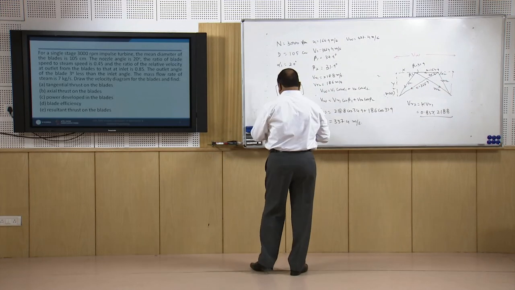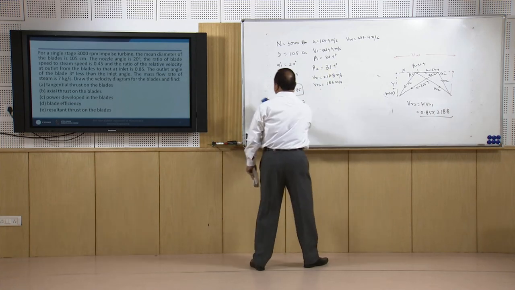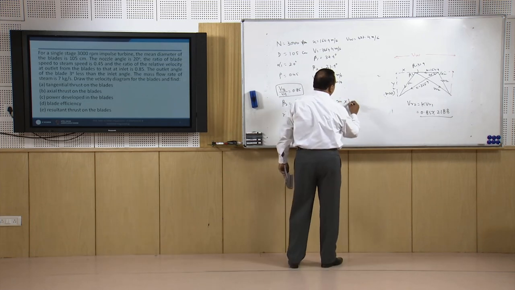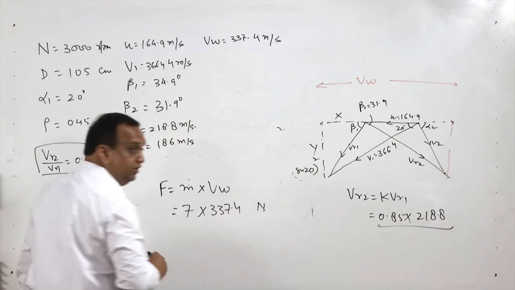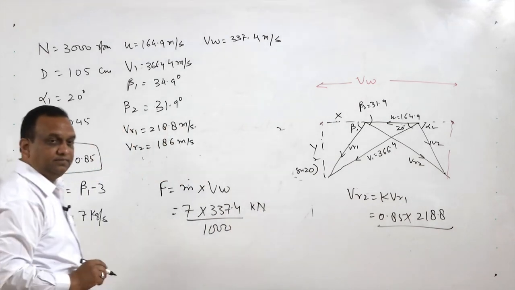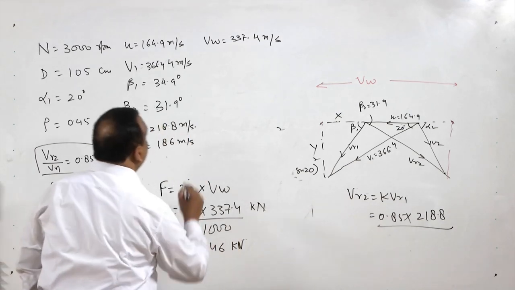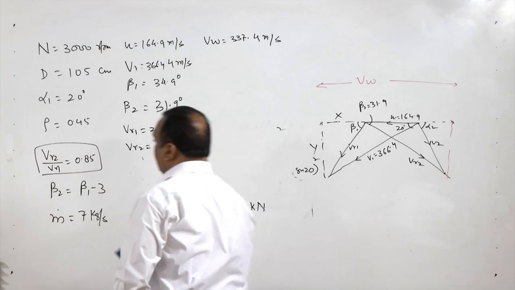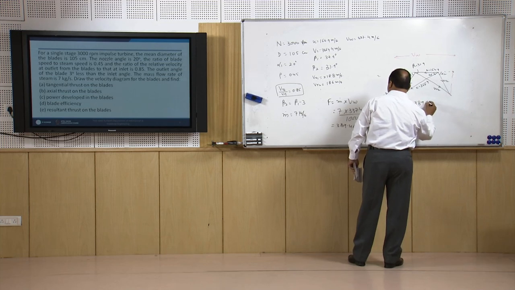Now, the tangential thrust on the blade. Force is equal to mass flow rate multiplied by Vw. Mass flow rate is 7, multiplied by 337.4. This will be in newtons. If you divide this by 1000, it will become kilonewtons, and this is 389.46 kilonewtons. So, the first answer is, tangential thrust on the blade F is equal to 389.46 kilonewtons.